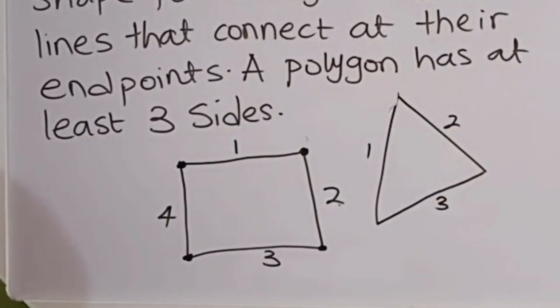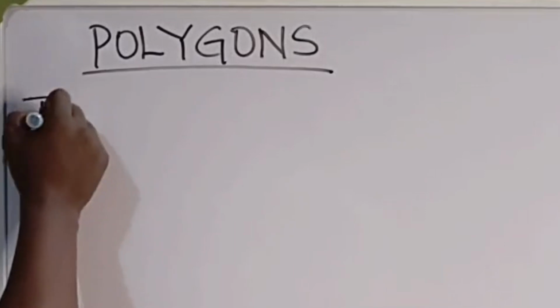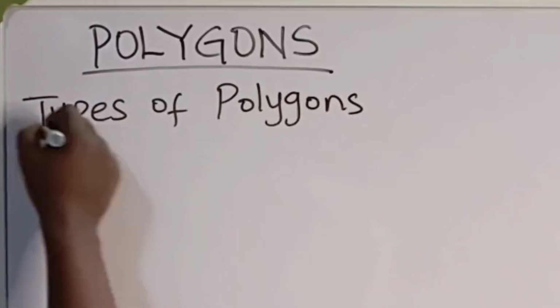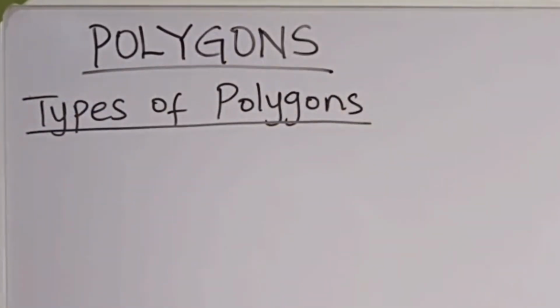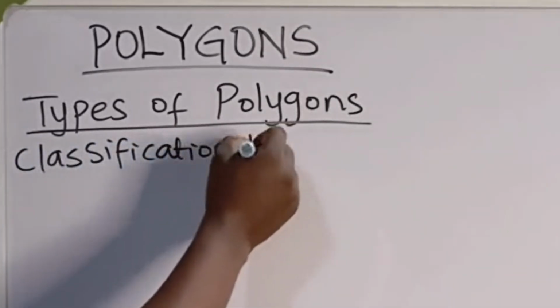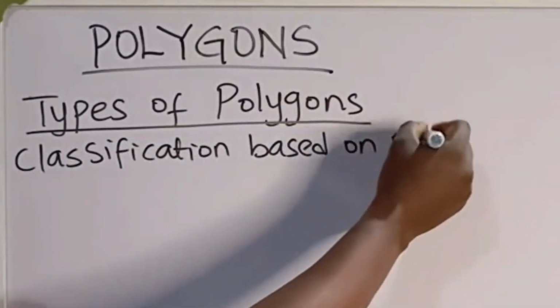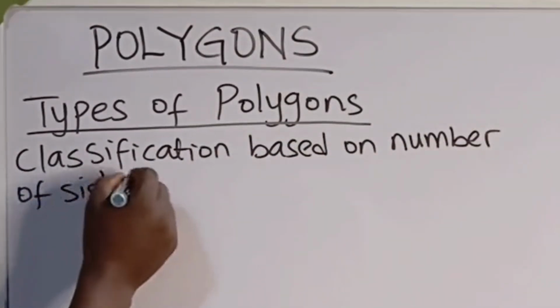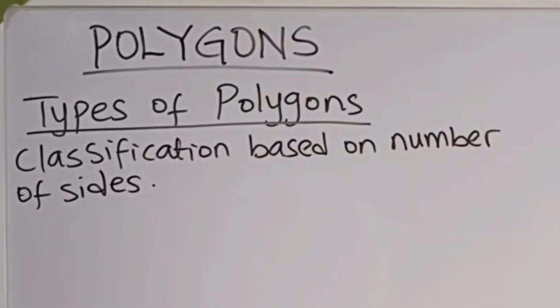Now let's look at the types of polygons. Polygons can be classified based on the number of sides they have. So let's classify polygons based on the number of sides.